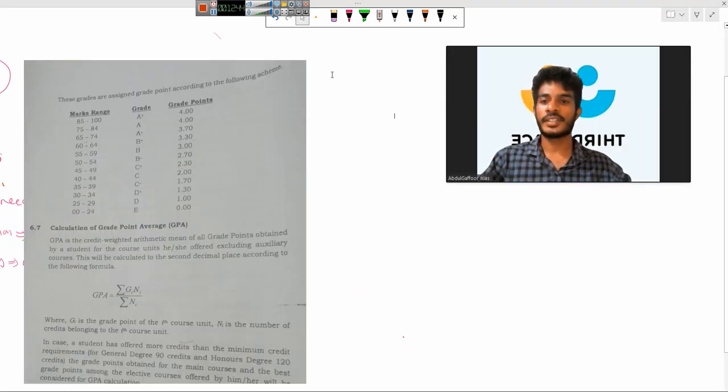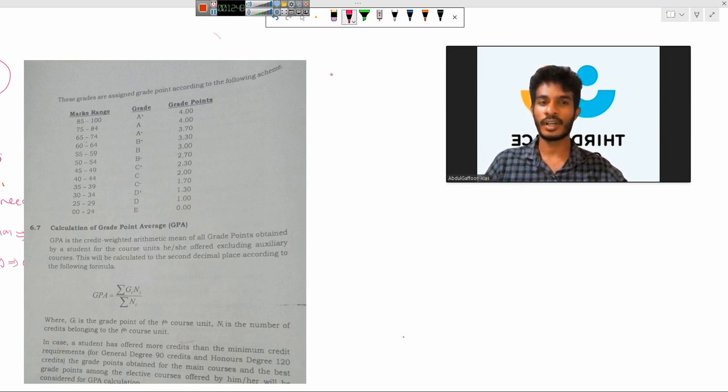Okay, so I have just extracted this photo from the undergraduate guidebook of our university. Here you can see the marks range and these are the grades, and for each grade we have grade points, right? So you might have heard about this concept called GPA. GPA stands for grade point average, right?